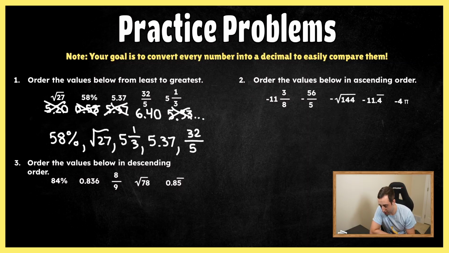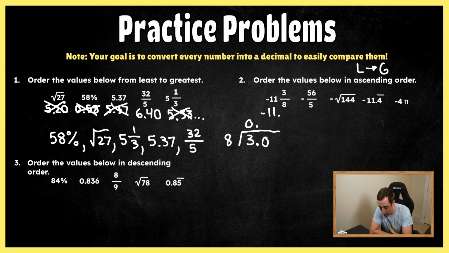So we are ordering the values below in ascending order, which again means from least to greatest. So we have a mixed number to start, which means it looks like we're going to be doing some division once again. We know it starts with negative 11 point something, and now we need to do 3 divided by 8. So 8 doesn't fit into 3 at all, so to continue we tack on that 0.0, move the decimal point up into our quotient or final answer.